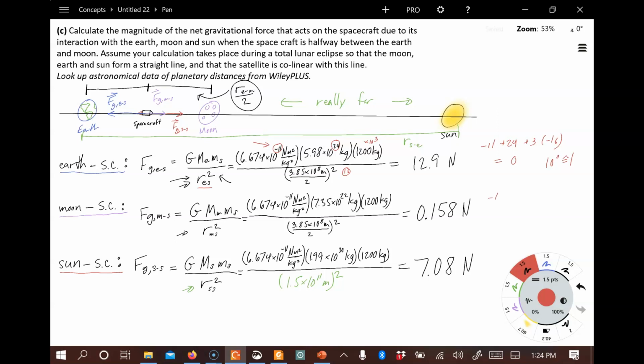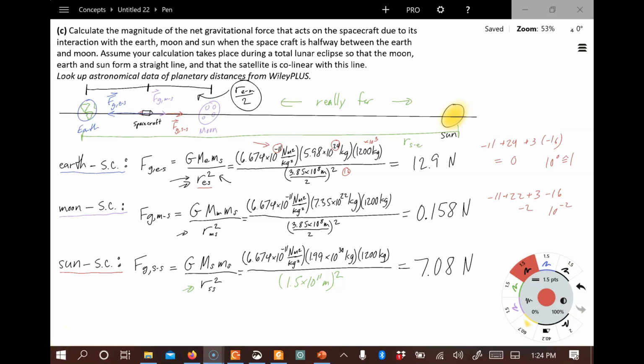Why don't we check this one over here? -11 plus 22 plus 3, and then again on the bottom -16. It's going to be the same thing here. Let's see, -27 plus 25, right? -2. So that's going to be fractional. It's kind of like 10 to the -2. We're close there. And you can do the same thing with the Sun. Kind of interesting how it works out.